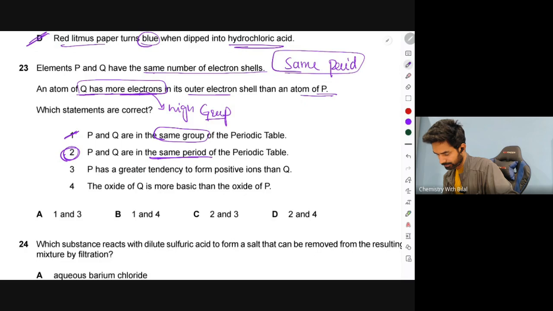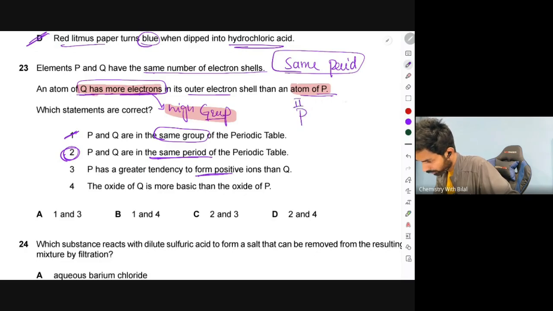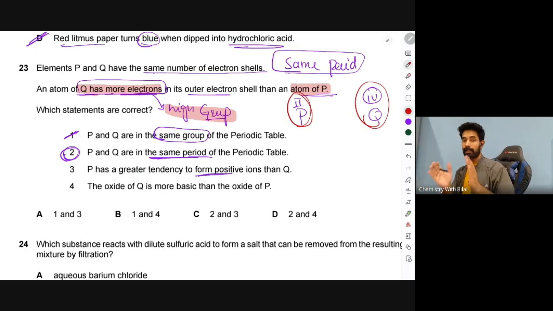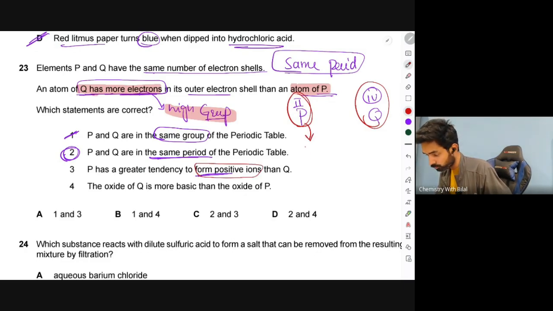P has a greater tendency to form positive ions. This is debatable, let's see. Look, Q has a higher number of electrons, so it has a higher group number. If its group number is higher, then P's group number is lower. Let's assume P is in group 2 and Q is in group 4, because Q has a higher group number, so it will be in a bigger group. So tell me, which has a greater tendency, is P or Q more metallic? Which is more metallic? More metallic are those present on the left of the periodic table. So P is more metallic, and it has a greater tendency to form positive ions, because metals lose electrons and become positive ions called cations. So 3 is also correct.